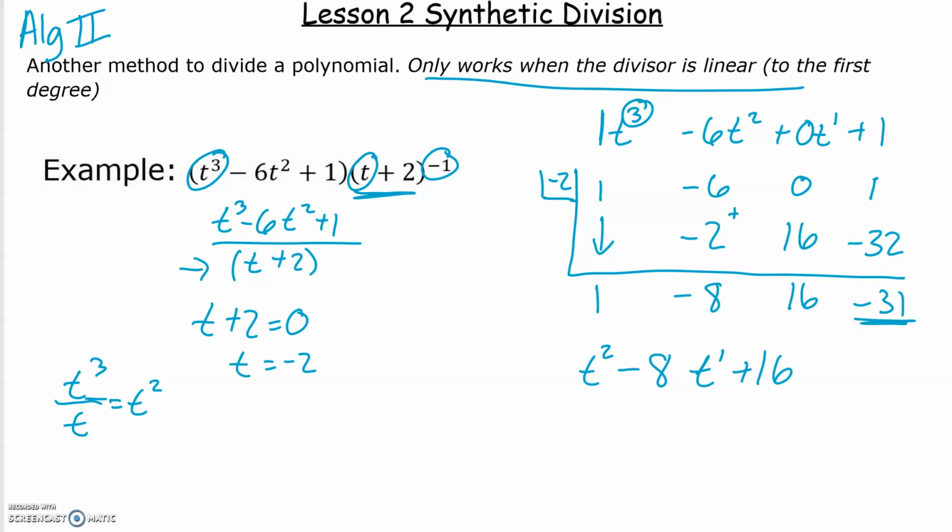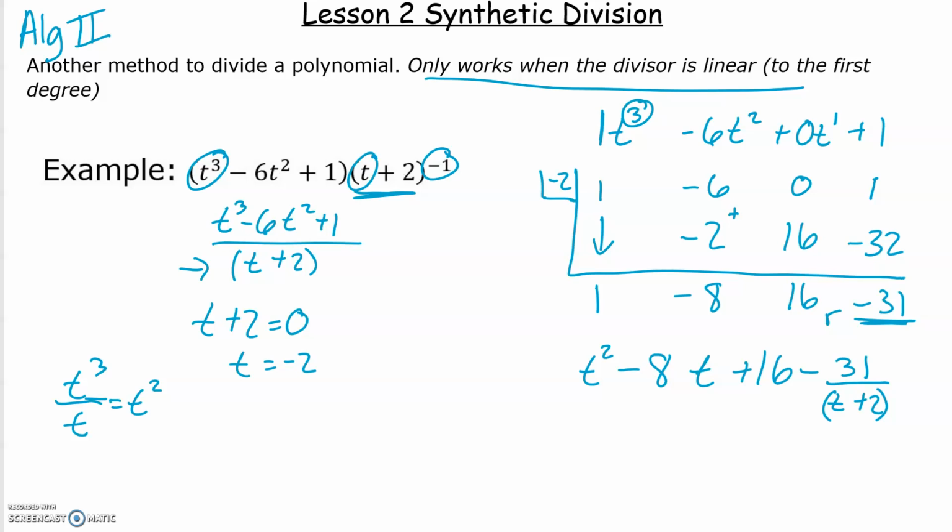Okay, and then notice how we do have a remainder. So this is going to end up being our remainder plus, well, in this case, because it's only one term, we can write minus 31 divided by, oops, we're not dealing with x, t plus 2. Okay, so this is our end answer.